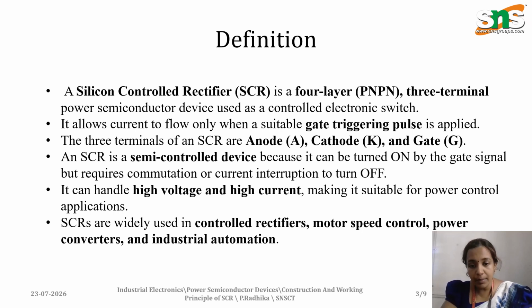Here the terminals are named anode, which is the positive terminal, cathode, which is the negative terminal, and gate, which is the common terminal. The only thing is the gate decides everything. When the gate is on, the silicon controlled rectifier will be turned on. When the gate is off, the silicon controlled rectifier will go off. So the main terminal is the gate terminal.